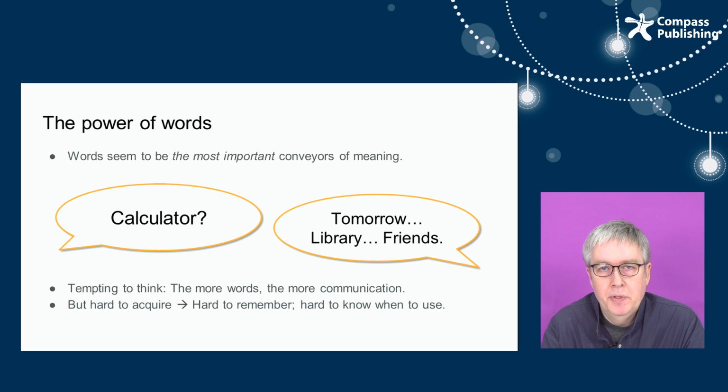So it's tempting to think that as English teachers, the more words we're able to teach to our students, the better they'll be able to communicate. That's the tempting idea here. But the problem is, there are so many words. There are 170,000 words in common use in the English language, and it's not clear what order we should teach them in. And also, it's really hard for students to learn vocabulary.